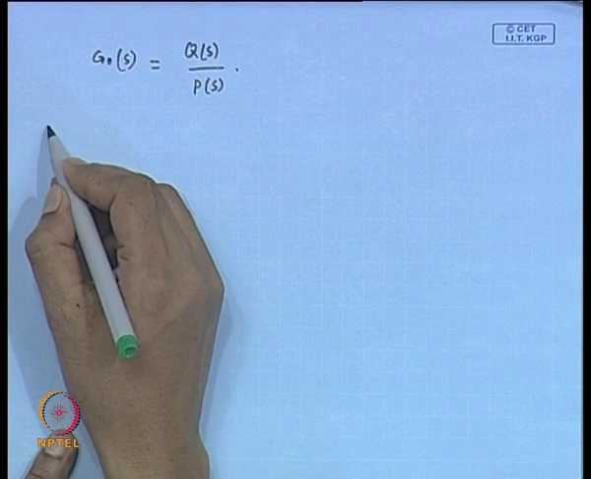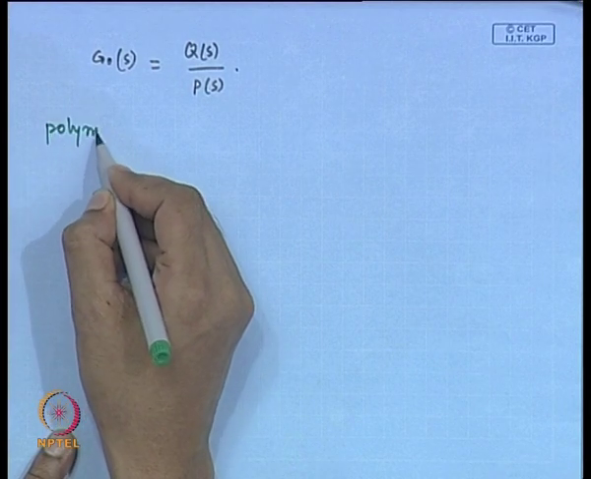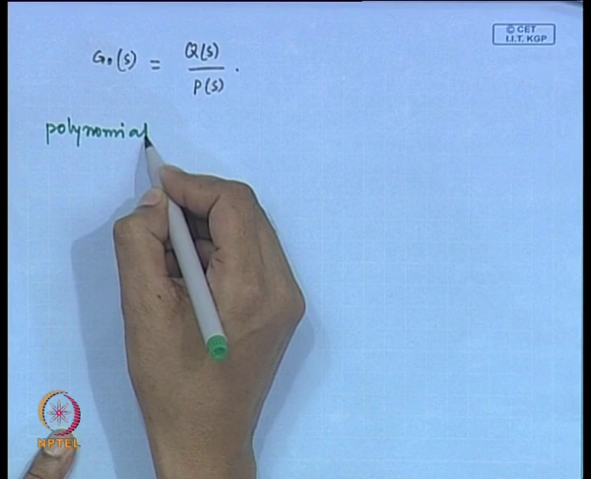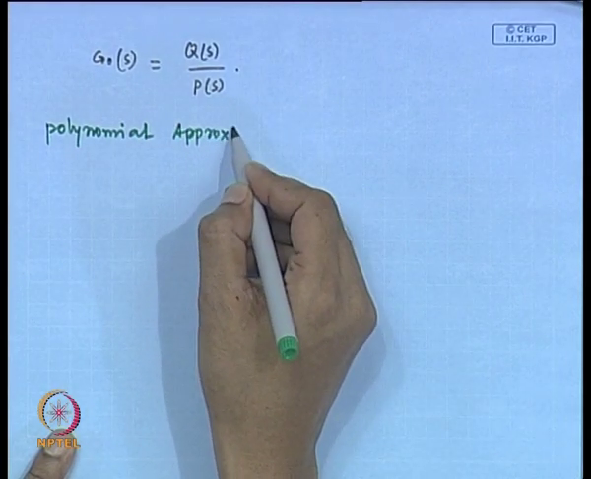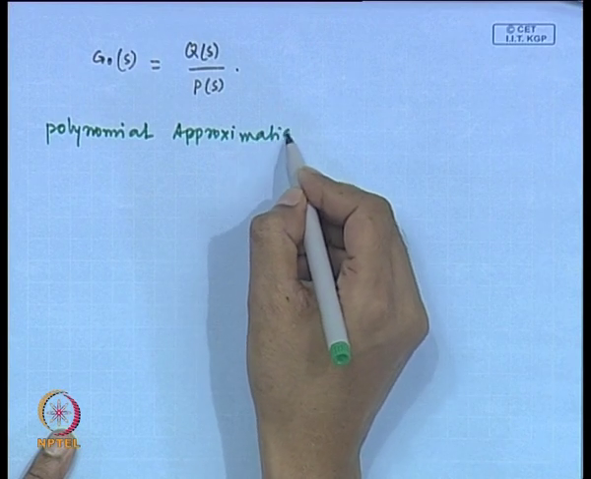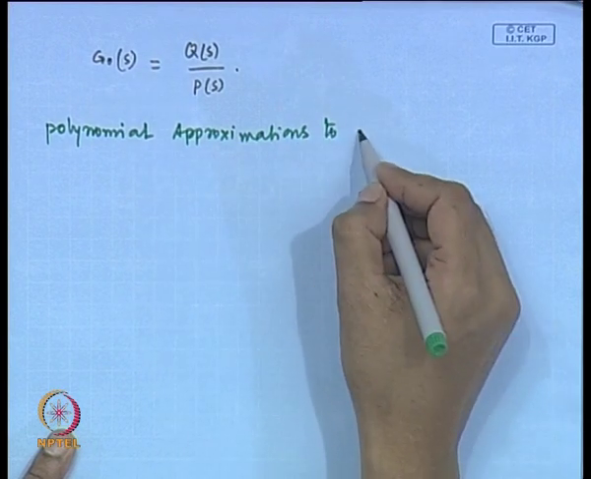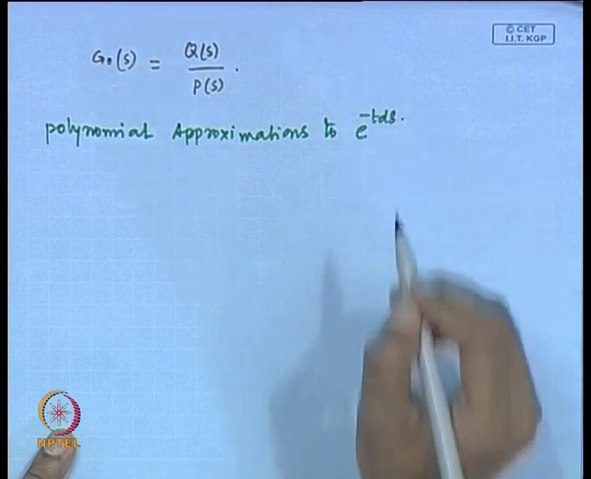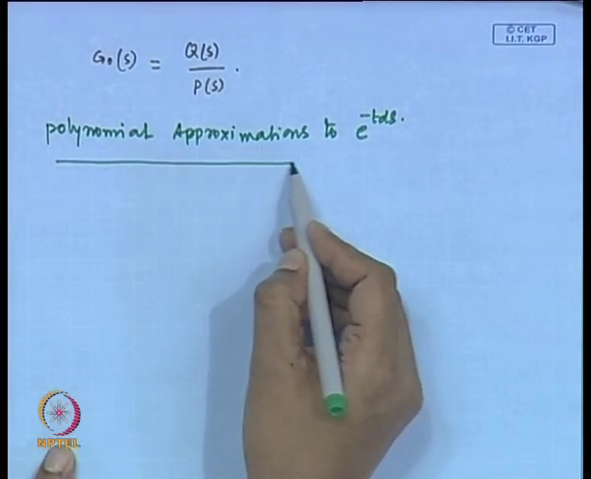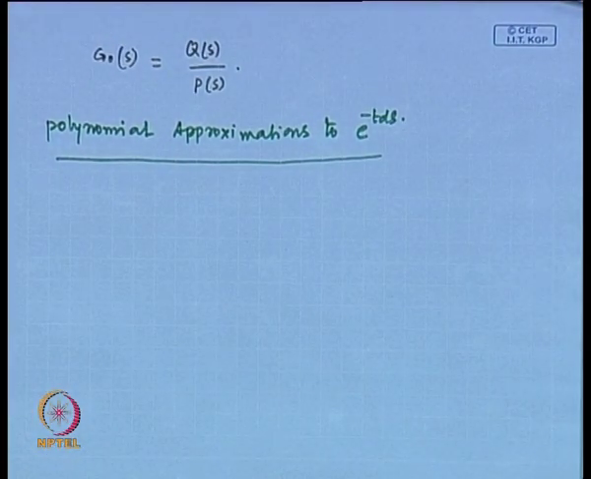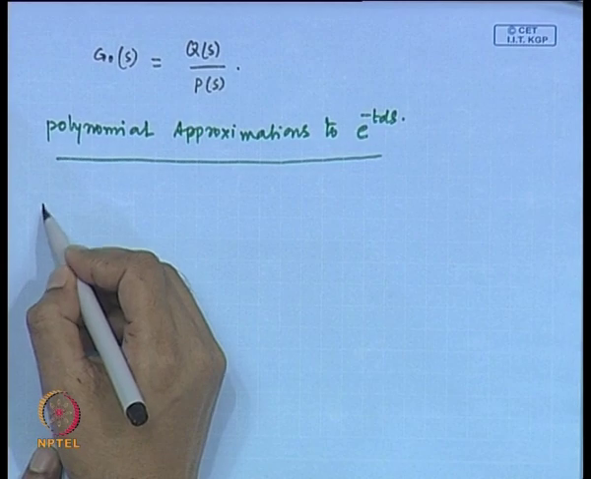So, our title is polynomial approximation to the dead time term, I mean exponential of minus TDS. So, we can approximate this exponential term by Pade approximation.